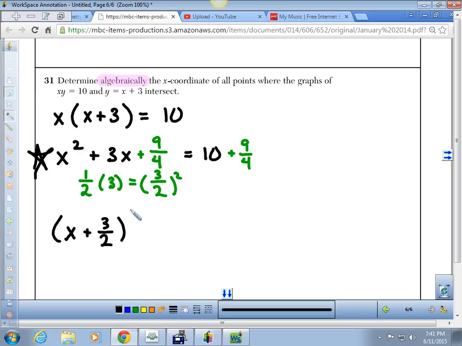Well, x plus 3 halves squared equals, well, if I'm going to add 10 to 9/4, we need to have a what? But you're going to do it where? In your calculator. 10 is 40/4. Because 40 divided by 4 is 10. Well, 40 plus 9 is 49/4, which you got where? In your calculator. All right?